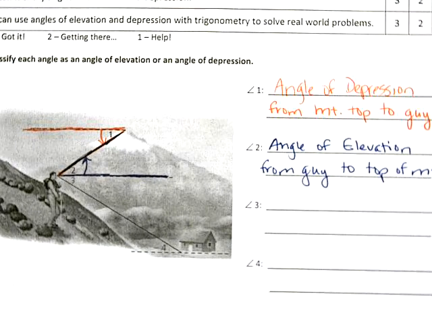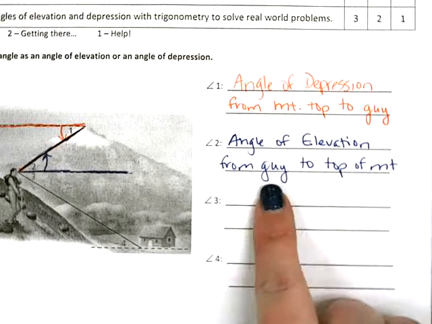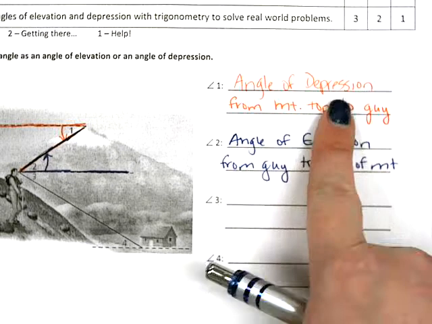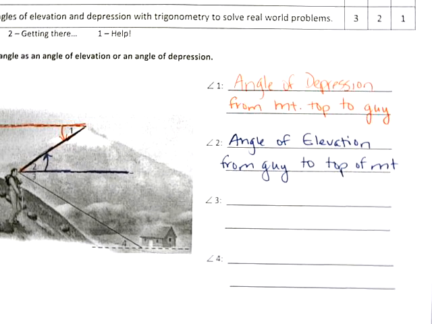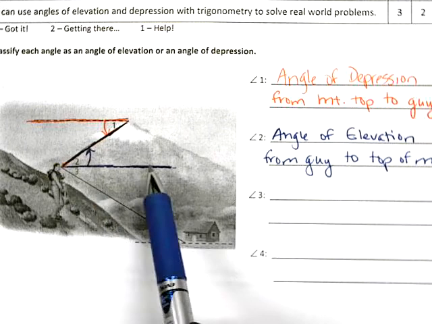All right, and if we look, that kind of makes sense. Those two horizontal lines are parallel to each other, which means angle 1 and angle 2 are congruent. And it would make sense then that they're going from the mountaintop to the guy and from the guy to the mountaintop. But one's a depression, one's an elevation. Okay? Taking a look at angle 3 then, we've got that same line of sight, right?